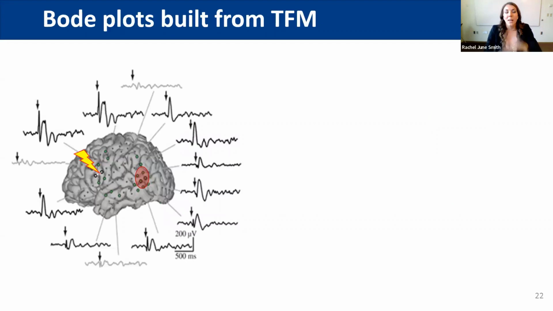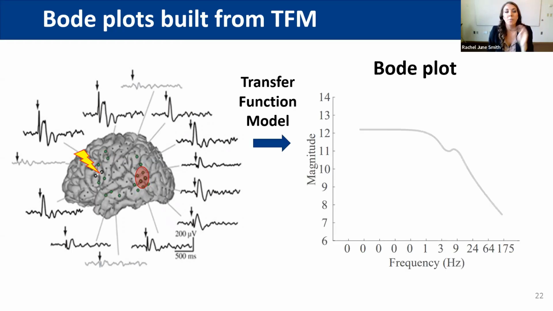So now we are set up to build what's called a Bode plot. So I'll tell you what that is. We have all of these responses where we've stimulated the brain, we get all of our responses out, we've built our transfer function, and then what we can output from our transfer function model is what's called a Bode plot. If you remember, this is very similar to the plot that I was showing you with pushing the child on a swing, right?